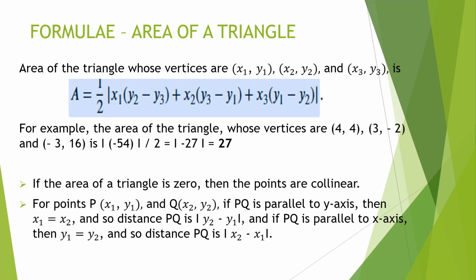If the area of a triangle is 0, then the points are collinear. You know that collinear points means the points lie in one straight line. So if the area is 0, that means the points are lying in a straight line or they are collinear. For points P, x1, y1 and Q, x2, y2, if PQ is parallel to y-axis, then x1 will be equal to x2, because a line which is parallel to y-axis will have all the x values same. So the distance would be PQ is equal to mod of y2 minus y1. And suppose if PQ is parallel to x-axis, then y1 is equal to y2. So the distance PQ is mod of x2 minus x1.